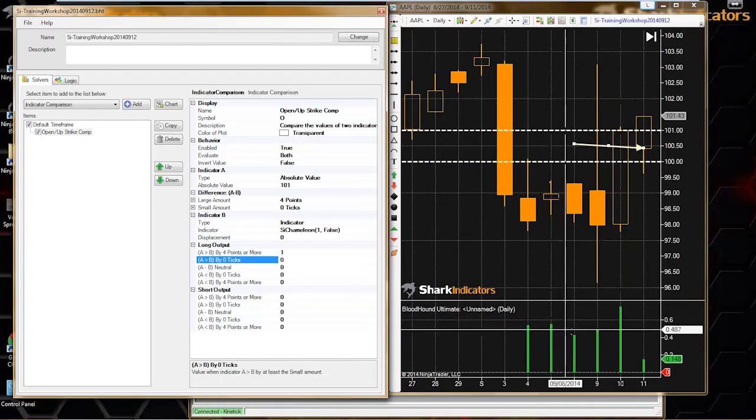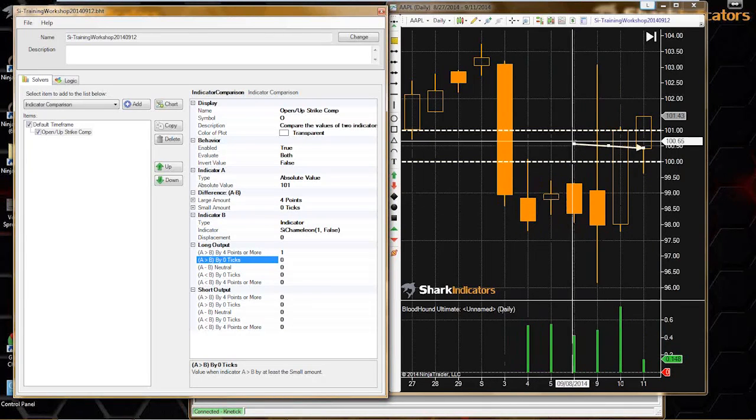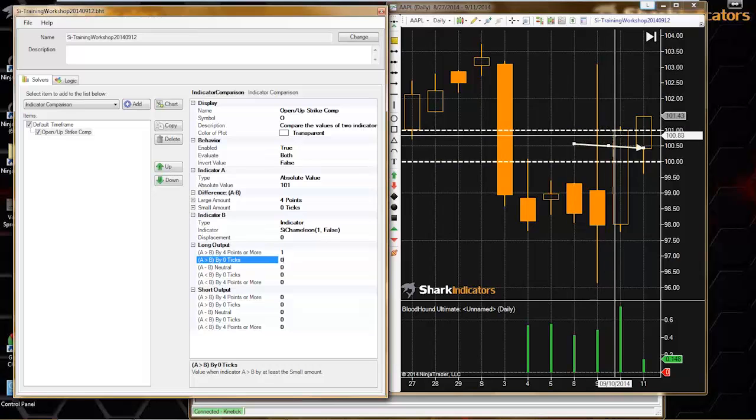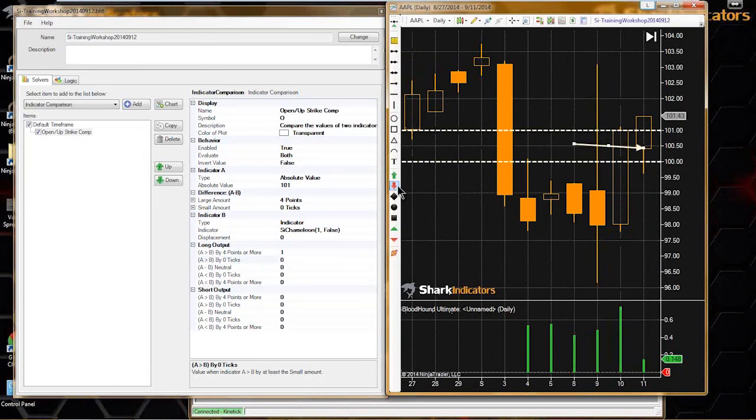So let's look at this output here. All of these opening prices are below our upper strike price. Now, if we look at this candle here, I'll mark it with an arrow, look at BloodHound's output. It's actually the greatest, the tallest here, and as the opening price goes away, the output actually diminishes. So it's kind of an opposite relationship that I'm looking for. Oh wait, actually, I'm sorry, no, that's actually the correct relationship I'm looking for here. So that's actually working out the way I want.